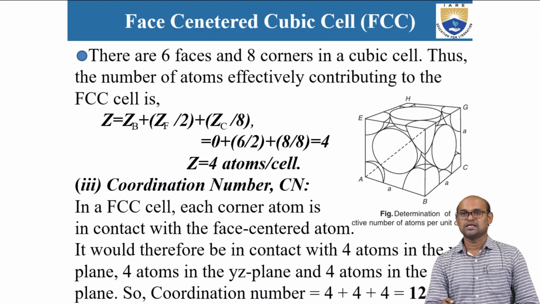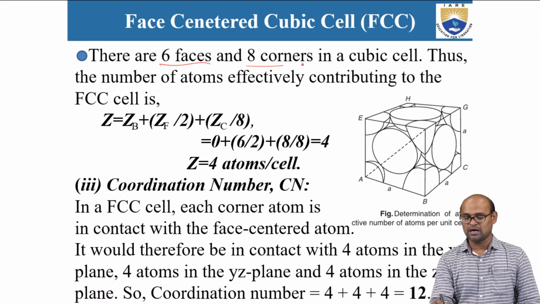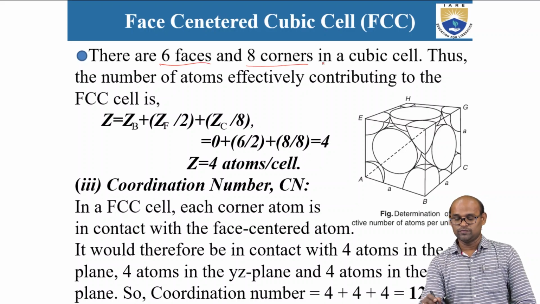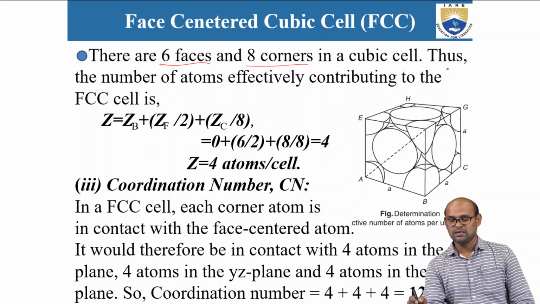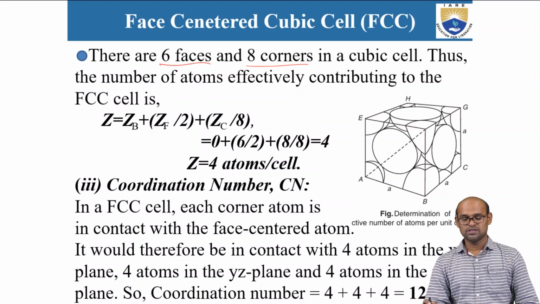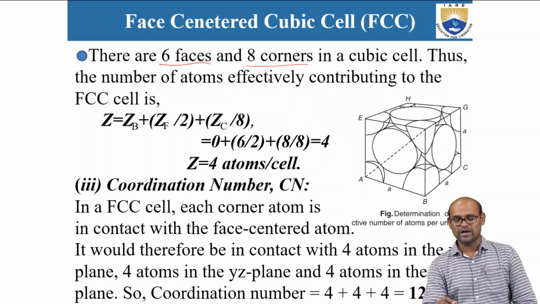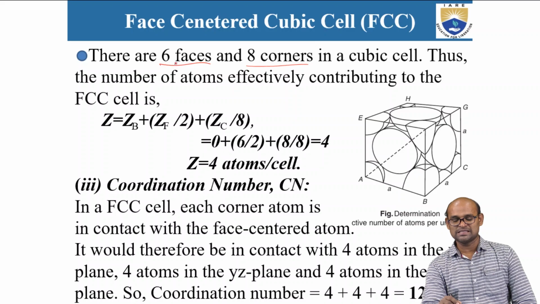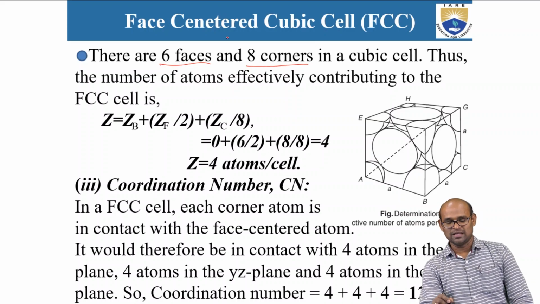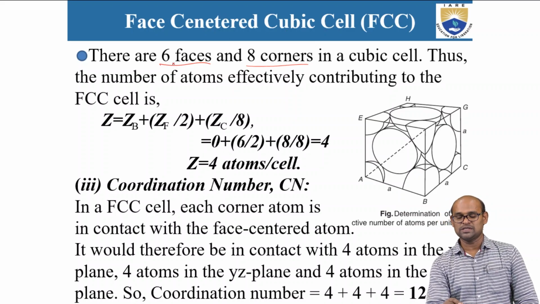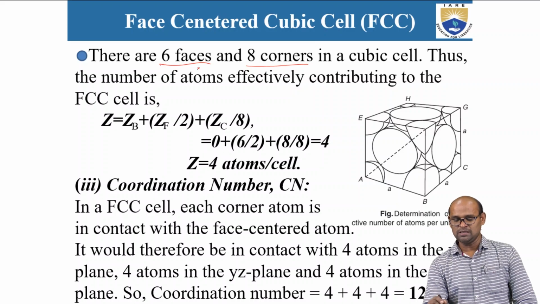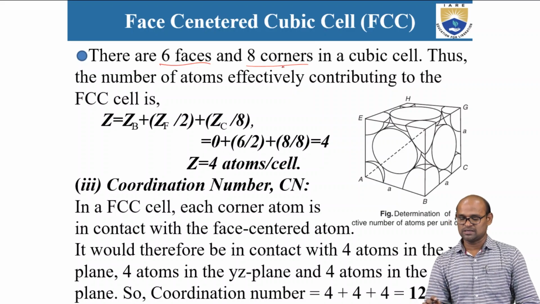Okay, so there are 6 faces and 8 corners in a cubic, face centered FCC unit cell. Thus, we need the number of atoms effectively contributing to the FCC unit cell, from 6 faces and 8 corners of every cubic unit cell. What I meant is that there are 6 atoms at 6 faces. That is why it is FCC. Okay, 6 atoms at the 6 faces of the FCC and 8 atoms at the 8 corners of the FCC.